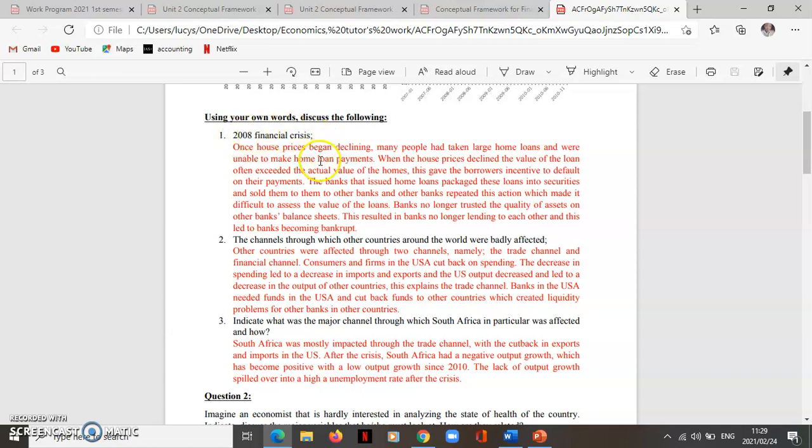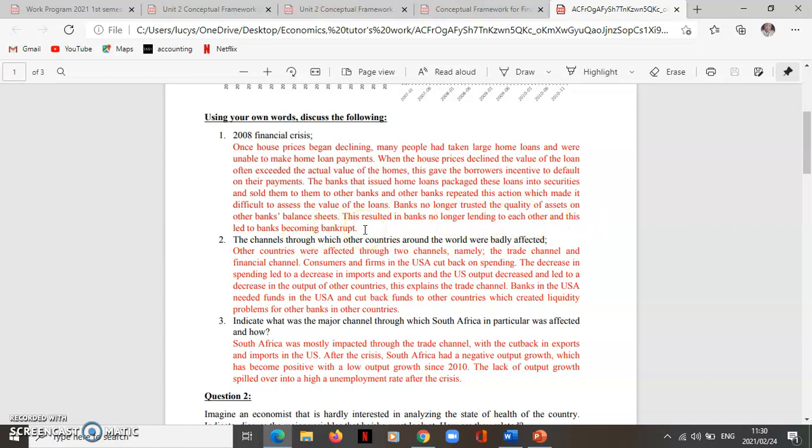The 2008 financial crisis. Once house prices began declining, many people who had taken large home loans were unable to make home loan payments. When the house prices declined, the value of the loan often exceeded the actual value of the homes. This gave the borrowers incentive to default on their payments. The banks that issued home loans packaged these loans into securities and sold them to other banks, and other banks repeated this action, which made it difficult to assess the value of the loans. Banks no longer trusted the quality of assets on the other banks' balance sheets. This resulted in banks no longer lending to each other, and this led to banks becoming bankrupt.